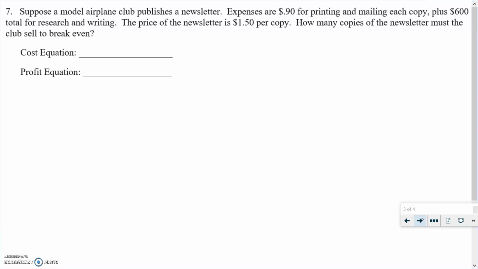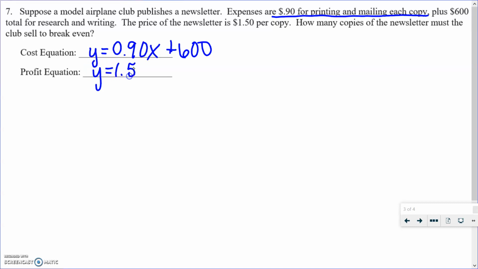So the first thing we do is we write a cost equation. We're going to start it with y equals, and the expenses are 90 cents for printing and mailing each copy. So that's going to be 90 cents for each copy. And x, that number, we're trying to figure out how many copies. And so that's our number of copies, plus the $600 fee for research and writing. So that's how much it costs us to do the newsletter. And then we sell each newsletter for $1.50 per copy. So again, that copy is the same variable in both equations.